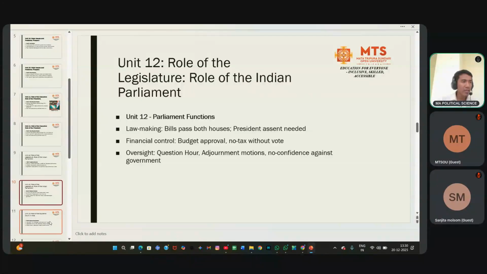When a bill is introduced, like the Citizenship Amendment Bill or anything, first it will come to one house, after that it will go to another house. After both the houses give approval, it will go to the president for the final approval. So there is a process of making rules here in India.